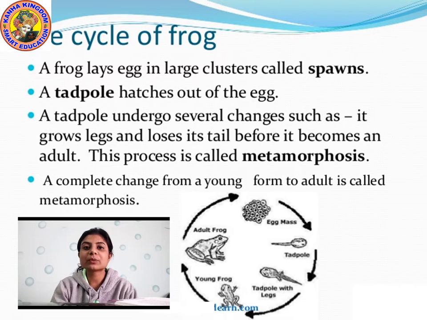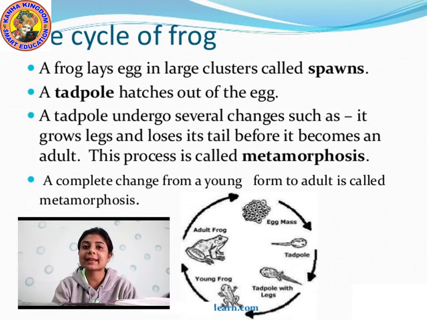That is the change between the young form and an adult form. That process is called metamorphosis. So this is the life cycle of a frog. First, they lay eggs in a cluster inside the water, which is called spawn. And from that spawn, the tadpole hatches out.